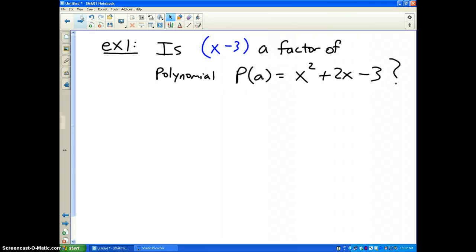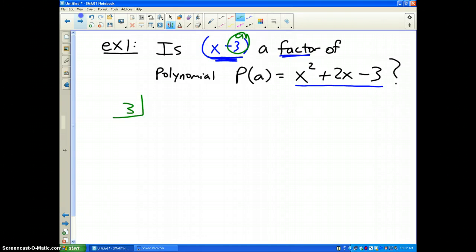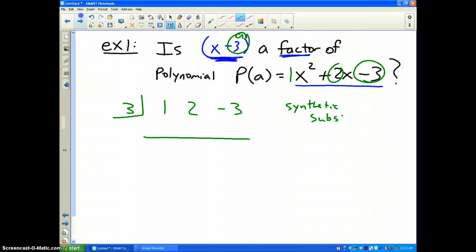Is x minus 3, here's our possible factor, a factor of this polynomial p of a? Well, from what we did in one of the prior videos and prior lessons, we're going to do synthetic division. So I know that my a value is 3. I'm going to put 3 in the little box, and then I'm going to put the coefficients 1, 2, and negative 3 in order. And I'm going to do synthetic division on this. In the last video, I think I called this synthetic substitution. Same idea.